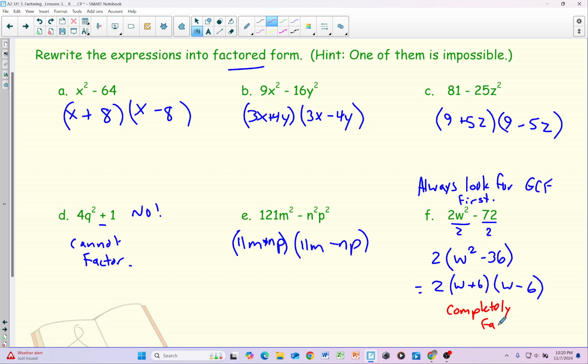When we have an expression that requires multiple factor steps, like a GCF and then an expression, we call that completely factored, because I've had to do multiple steps, and now I know I'm totally done.